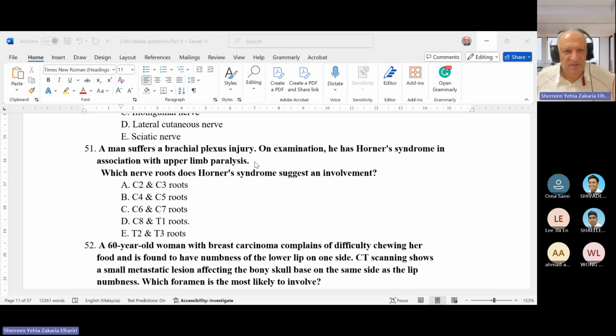So the nerve root that Horner syndrome suggests to be involved must include T1. So the answer here is C8-T1. So it is a satellite ganglia.